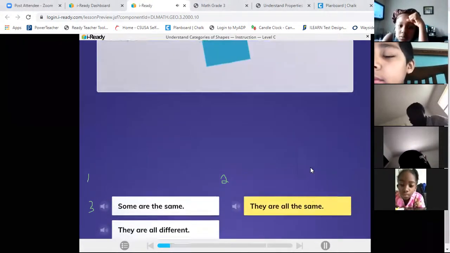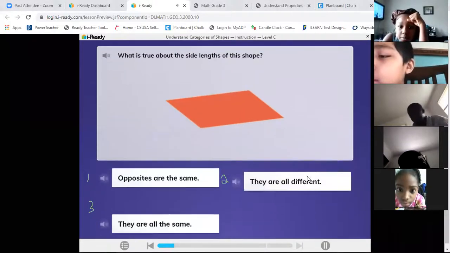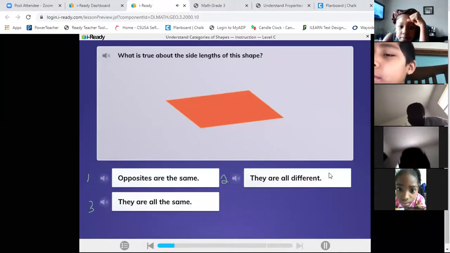Ms. Miranda, can you tell me who gave the explanation about it being a square? That was Maya. So yeah.